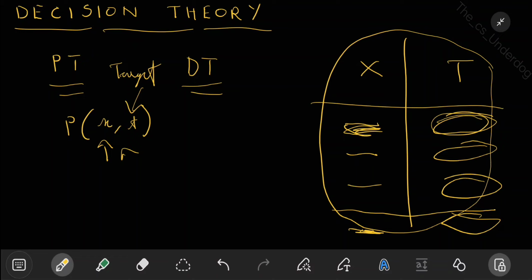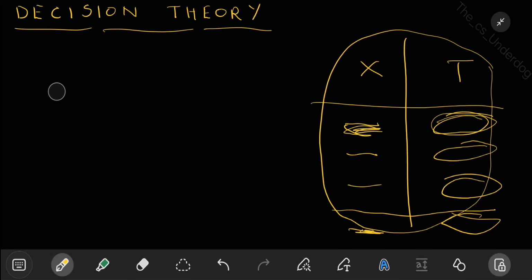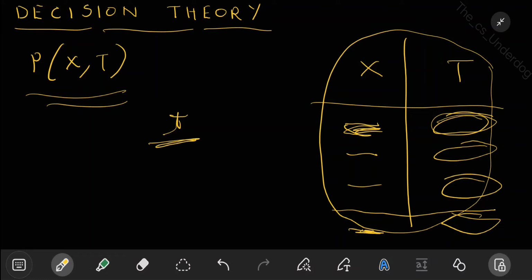So what probability theory does is provide a summary of the uncertainty associated with the variables using this joint distribution P of x, t. And once you know this probability, you should know what decision to make. Your model will tell you the target variable that is expected, and from that understanding of t, you should be able to finally make one decision. Let us take an example and understand this, then it will be easier.